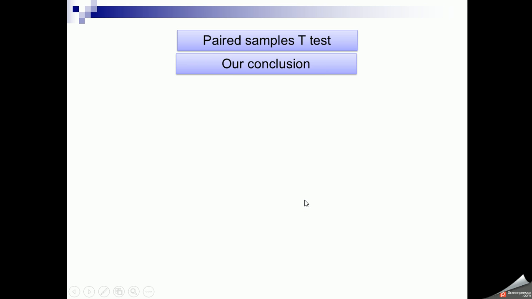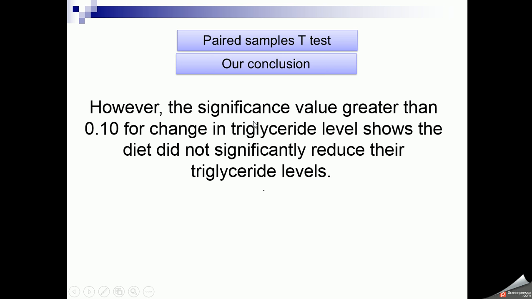And the second conclusion is that the significance value, which is greater than 0.10, 0.2 something, for the change in triglyceride levels shows that the diet did not significantly reduce the triglyceride levels. So it's not good for reducing the triglyceride levels.